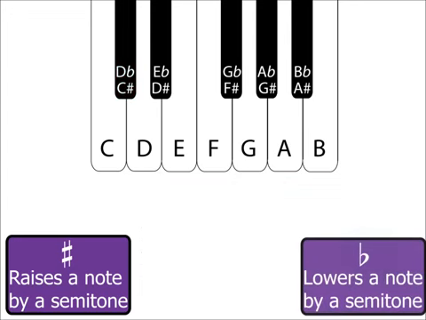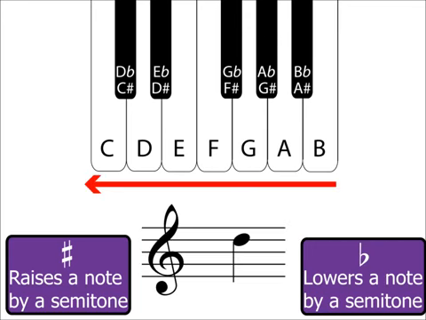A flat symbol lowers a note by a semitone. In other words, you move down the keyboard by 1 semitone, and when I say down, I mean further down the keyboard towards the lower sounding notes in the direction of this arrow. So here's D, and here it is on the keyboard. Putting a flat in front of the note makes it D flat, 1 semitone lower.